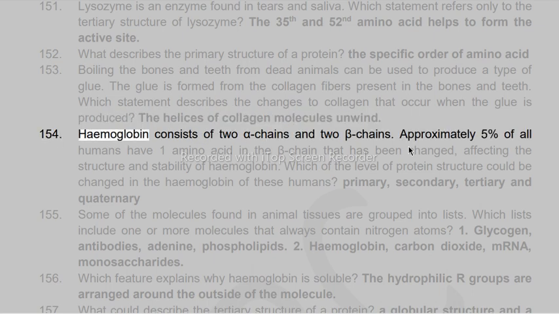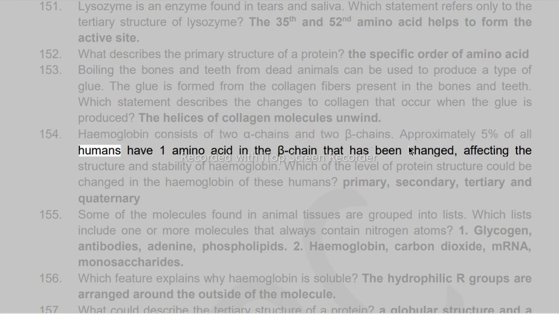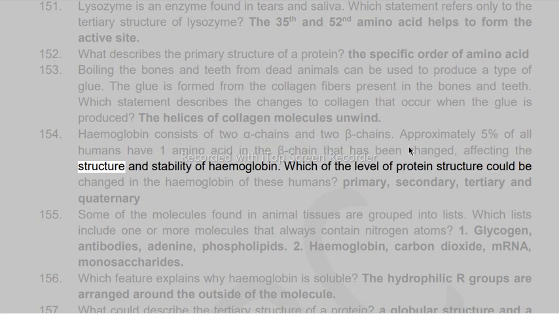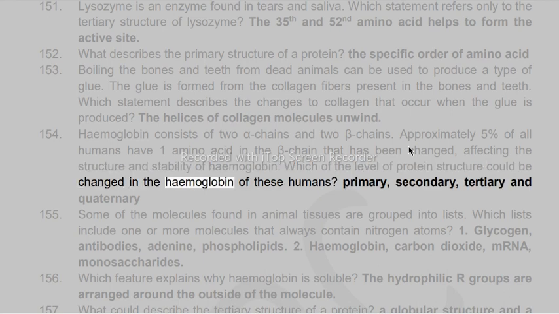154. Hemoglobin consists of 2 alpha chains and 2 beta chains. Approximately 5% of all humans have one amino acid in the beta chain that has been changed, affecting the structure and stability of hemoglobin. Which levels of protein structure could be changed in the hemoglobin of these humans? Primary, secondary, tertiary and quaternary.